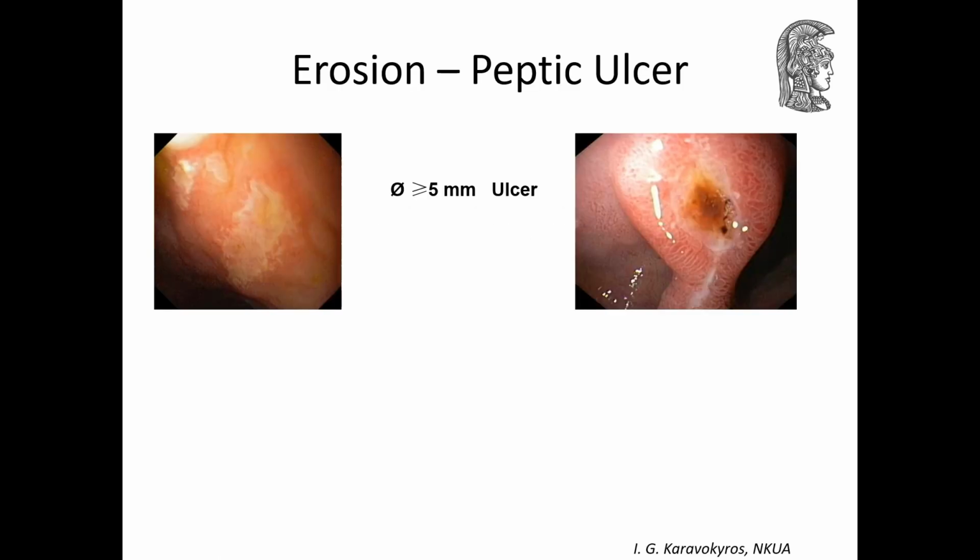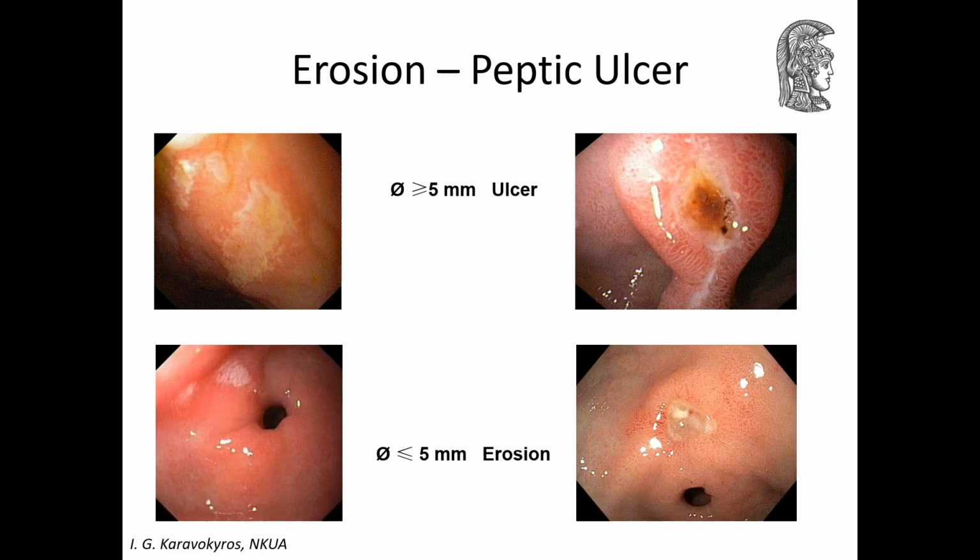Peptic ulcer is defined as a loss of continuity of the gastric or duodenal mucosa larger than 5 mm as seen in endoscopy. If it is smaller than 5 mm, then the lesion is called erosion and not ulcer. This diagnosis depends on the endoscopist's estimation and it is slightly subjective.